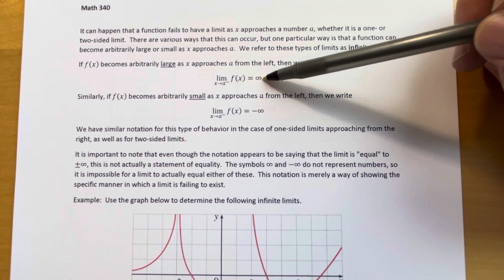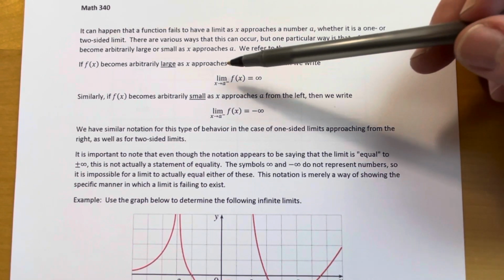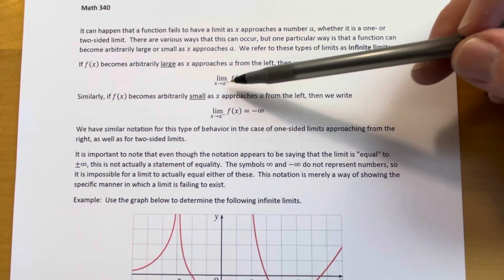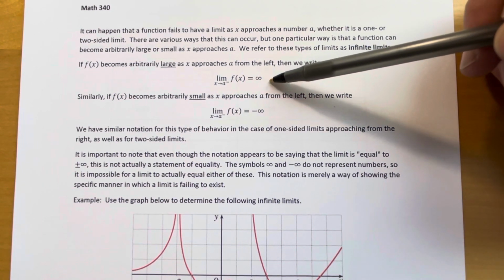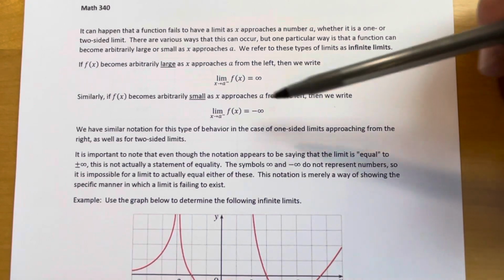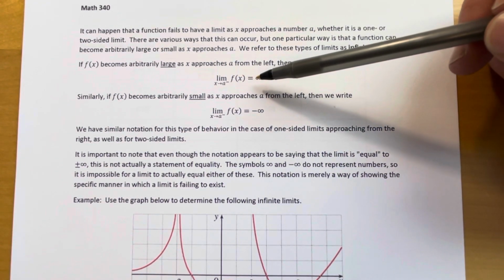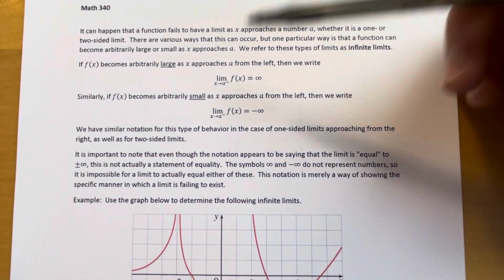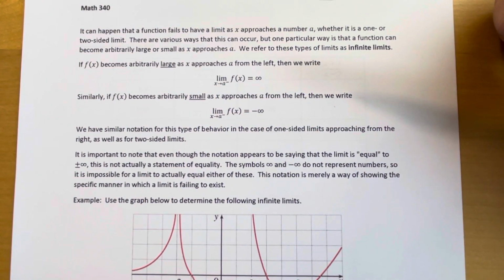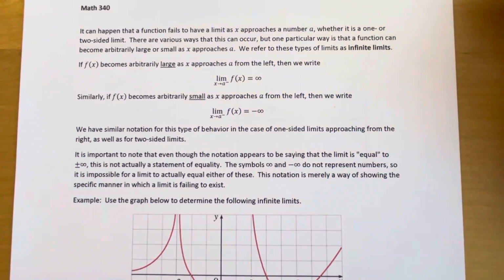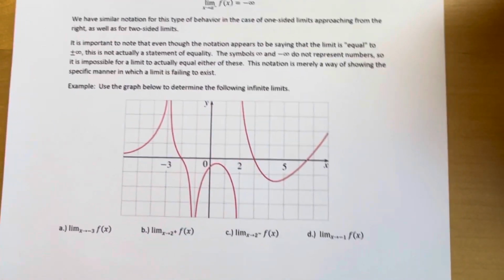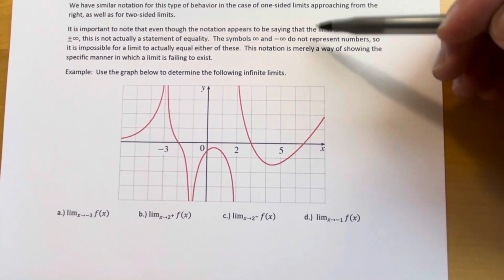By writing this notation, what I'm saying is that the limit as x approaches a from the left of f of x does not exist, and here is how it is failing to exist. I'm describing its behavior that's leading to the fact that this limit does not exist. So it's a little bit more specific than just writing DNE for a limit that doesn't exist. That's kind of what I'm elaborating on in this paragraph.